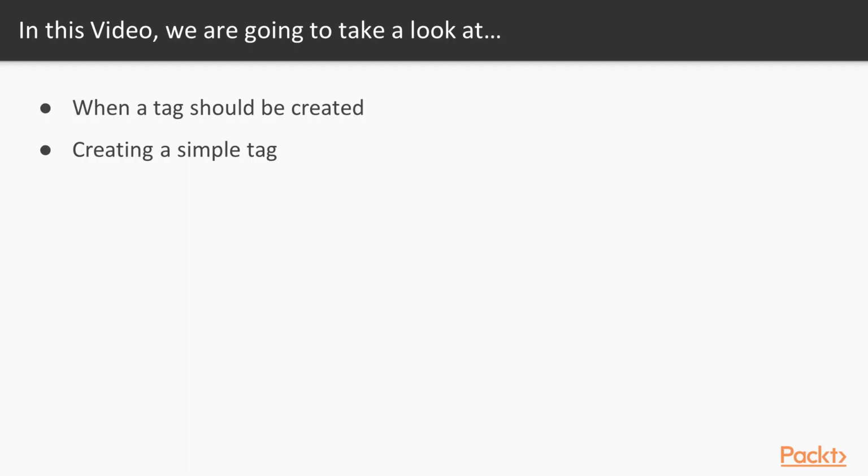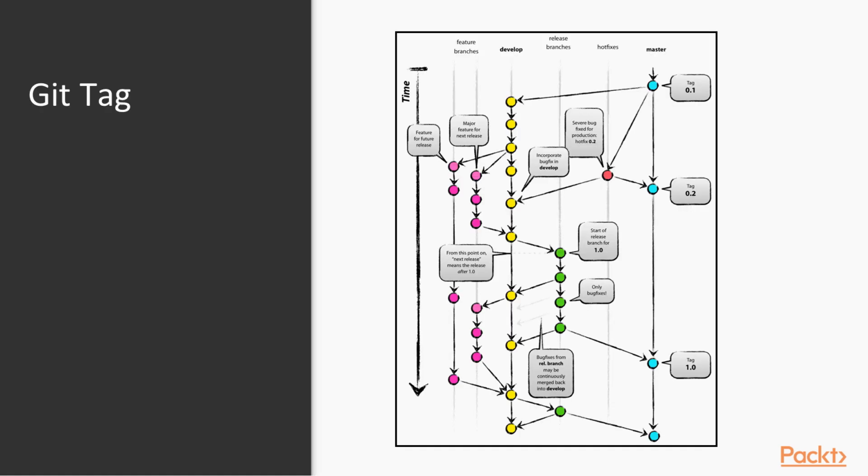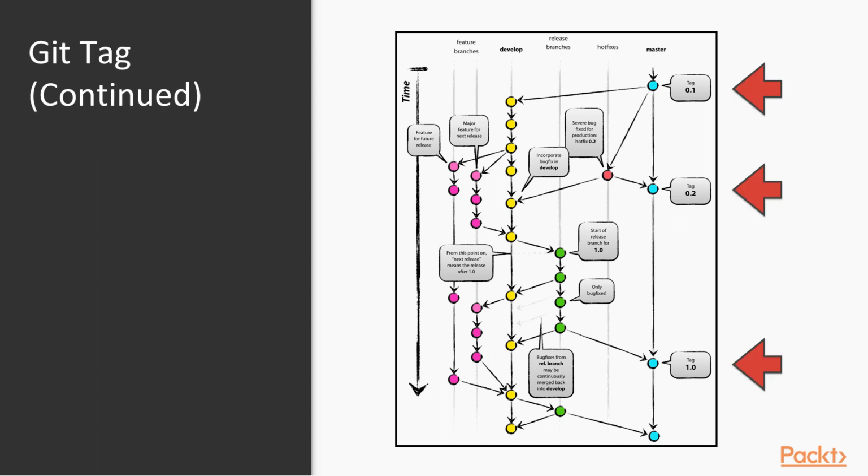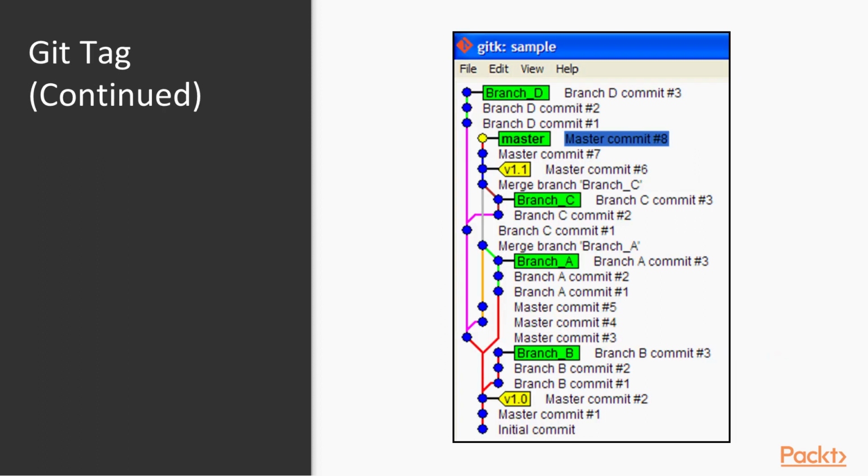In this video, we will learn when a tag should be created and how it can be created. If we look at most of the git graphs that we can find online, like this one, we always see some tags here with the red arrows. Also, on this image that comes from GitK, we can also see these yellow tags that are visible there. But what are those tags really?